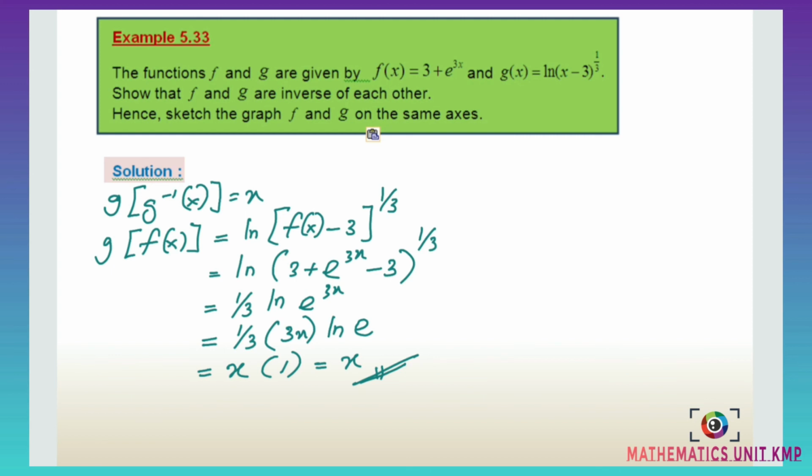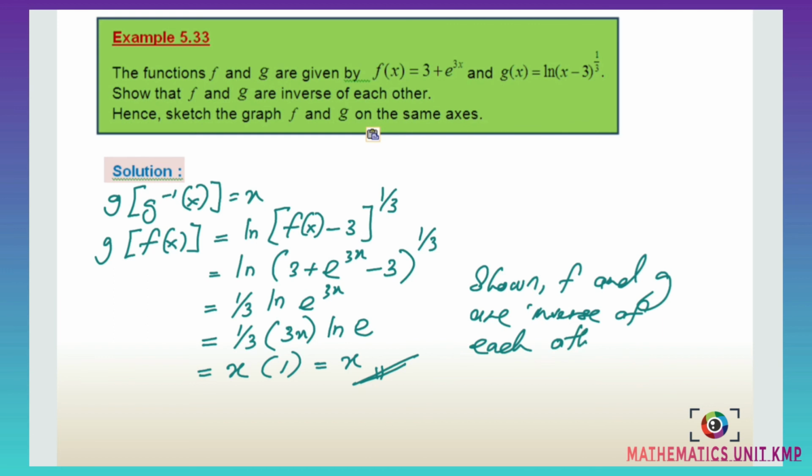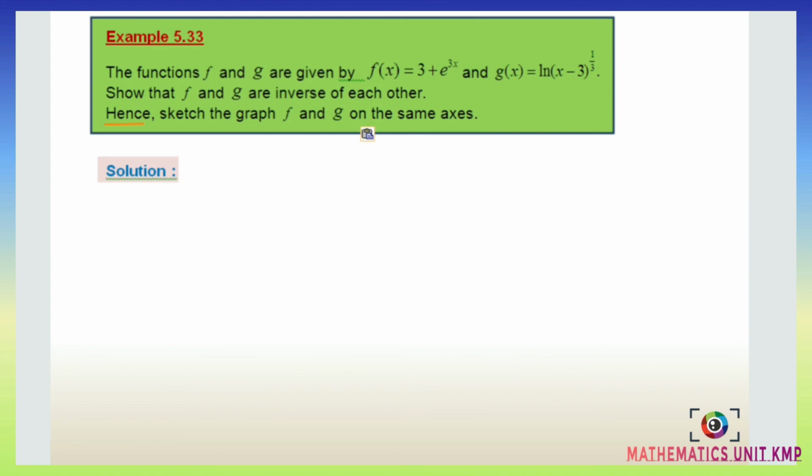Now, shown f and g are inverses of each other. For the next question, hence, sketch the graph f and g on the same axes. Hence, that means f and g are inverses of each other. We can sketch the graph f and reflect to find the graph g, by using basic properties.